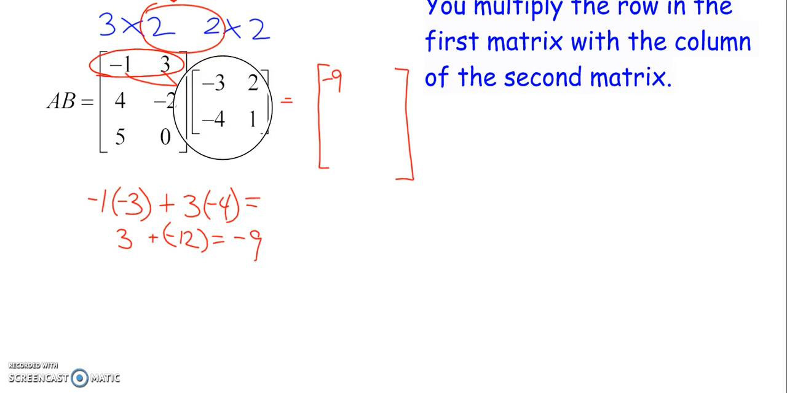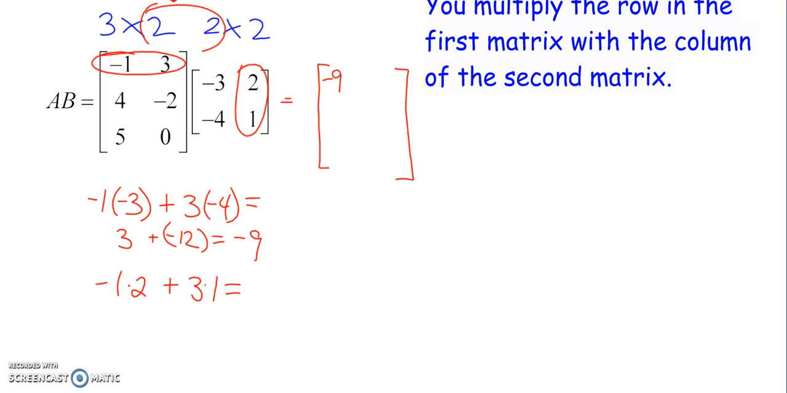Now I go back and start over. I can continue to reuse row 1, but this time I will use column 2. So again it kind of looks like a dot product. In this case, negative 1 times 2, 3 times 1. As you do this, you'll probably be able to start doing it in your head. That's negative 2 plus 3. That's going to be an answer of 1. Because I multiplied row 1 and column 2, that answer goes in row 1, column 2.